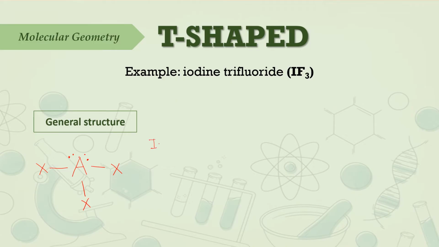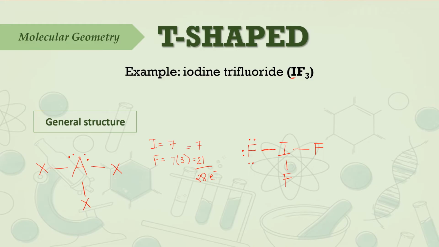For iodine, it belongs to group 7, and fluorine also belongs to group 7, times 3. So we have 7, and 21. The total is 28 electrons. Since iodine here is the atom with only 1, it is the central atom. So we have I, F, F, and then another F. Let's check if they obeyed the octet rule for each. For this first fluorine, it only has 2. So we are going to write 6 dots more to make it 8.